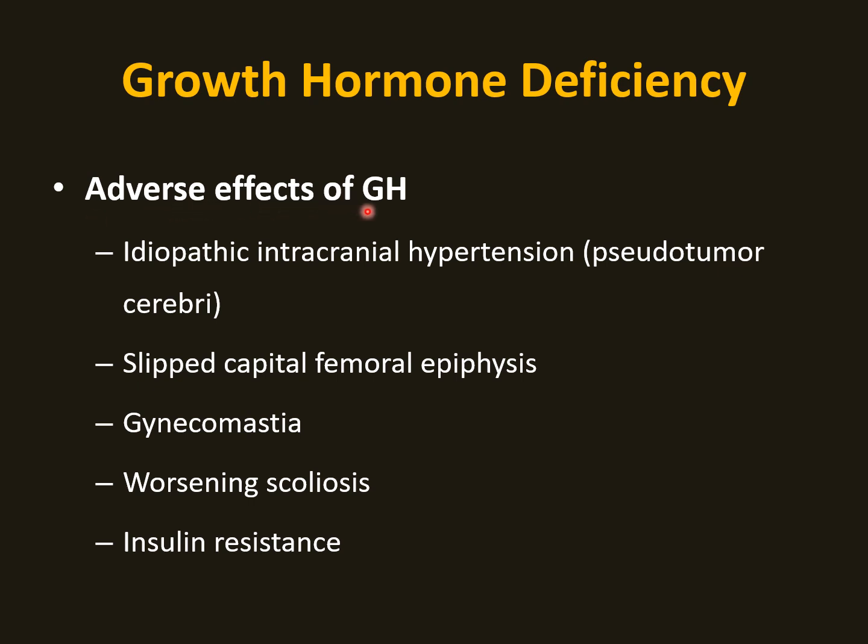Adverse effects of growth hormone: idiopathic intracranial hypertension or pseudotumor cerebri. The patients will present with headache, blurring of vision, and high opening pressure when you do a lumbar puncture, and the CT or the MRI will be negative. Others include slipped capital femoral epiphysis, gynecomastia, worsening scoliosis, and insulin resistance.